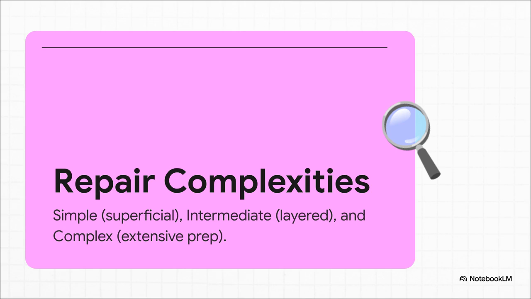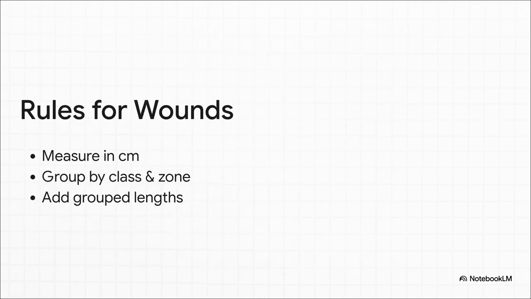Simple repair is just closing the epidermis and dermis. Think of your straightforward, superficial stitches. Intermediate repair steps it up a notch. It requires layered closures of deeper tissue, like the superficial fascia. And finally, complex repair involves extensive modifications, like major tissue rearrangement or undermining, before the wound can even be stitched up.